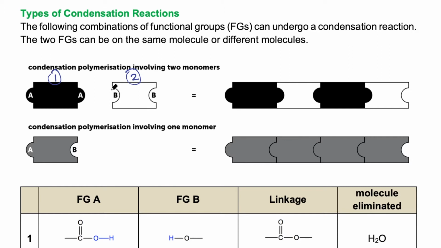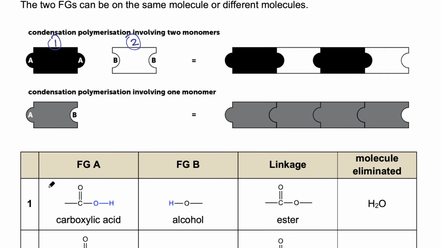In the second case, you can have just one molecule, or one monomer, and on this molecule you have two different functional groups, A and B. You just need one type of monomer for a polymer to form, so they can join together in this manner. So what do we see so far? We see that in order to form a condensation polymer, you need two different kinds of functional groups.